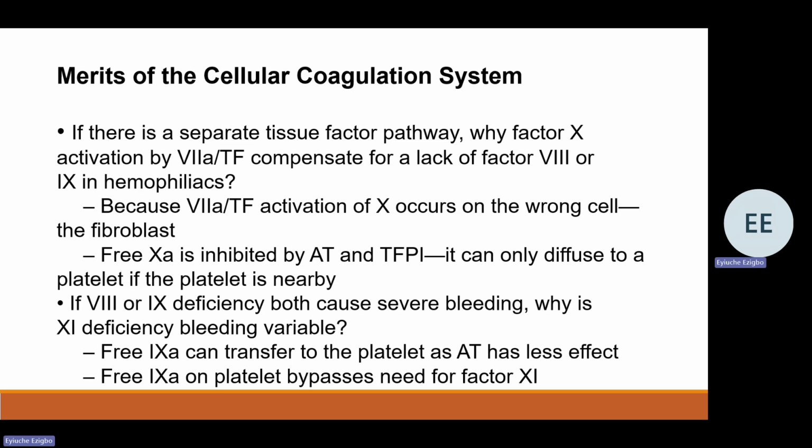So the cellular model of blood coagulation has tremendous advantages. It has enabled us to explain some of the findings we observe in coagulation which we were not able to explain previously using the plasma-based model. For example, the plasma-based model separates the coagulation cascade into distinct intrinsic and extrinsic pathways. Now, the question is, if there is a separate tissue factor pathway, why does factor 10 activation by the factor 7 tissue factor complex not compensate for lack of factor 8 or factor 9 in hemophilia?